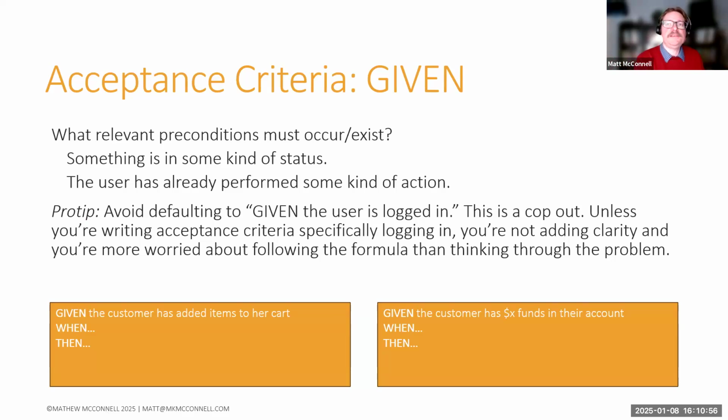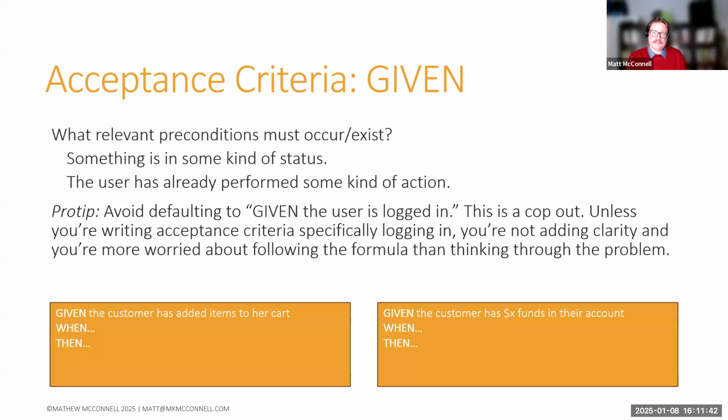Now, one of the pro tips that I always give with this is, if you can, avoid defaulting to "given the user is logged in." What I've found is this is really a cop out. Whenever I see other product owners, and even myself when I first got started, unless you're writing acceptance criteria specifically about logging in, or that you're logged in versus not logged in, you're really not adding clarity. And it feels like a lot of times when I see other product owners do this, they're more worried about following the template than really thinking about what the problem and the solution states are for this. So try to avoid "the user is logged in," unless it's really about whether or not the user is logged in right now.